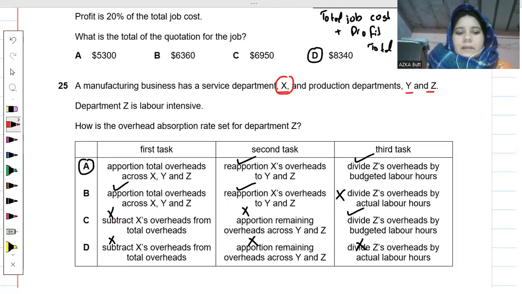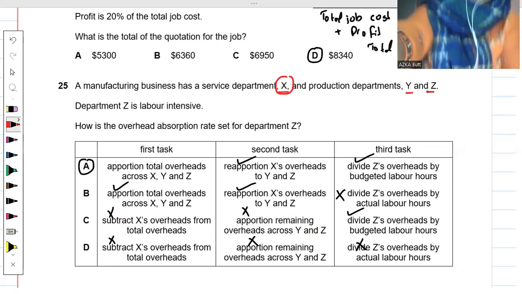So in C, it subtracts excess overheads from the total overhead. This is the wrong task, because in the first task we have to apportion the total overheads between all the departments. So this is wrong. And in the second task, as you can see, apportion remaining overheads across Y and Z. Again, this is wrong, because first we have to apportion the total overheads between these departments. And after that, whatever amount we have in our service department, we have to reapportion it into the Y and Z departments. This is the second task.